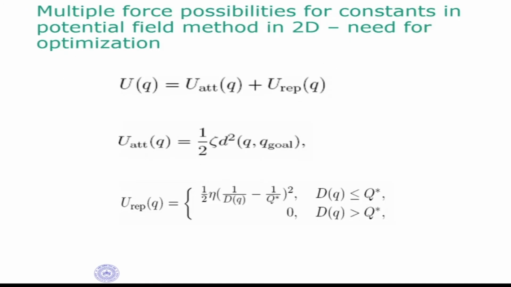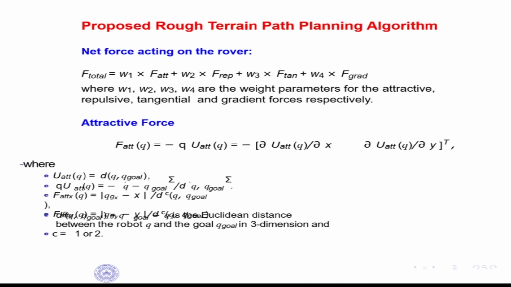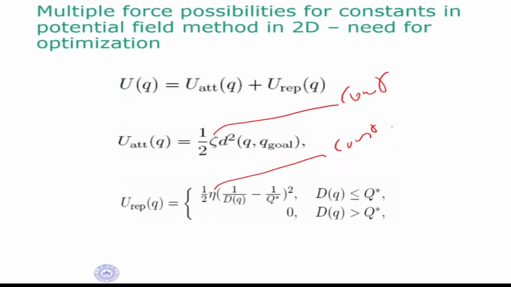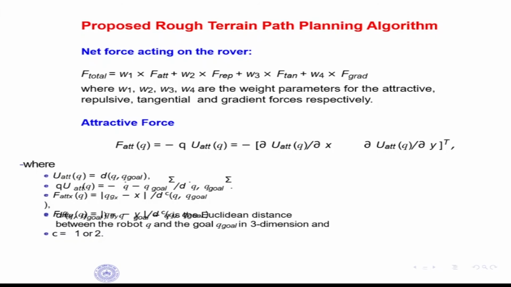We had looked at the case of the potential field method in 3D, or even in 2D, where there are constraints. This is a constant. This is also a constant. So again, we have to do optimization of some kind. In case of 3D, which I explained a couple of classes back, if you are going from 2D to 3D, we can put the gradient force also. So F grad is there. Now this W1, W2, W3, W4 are weights or constants.